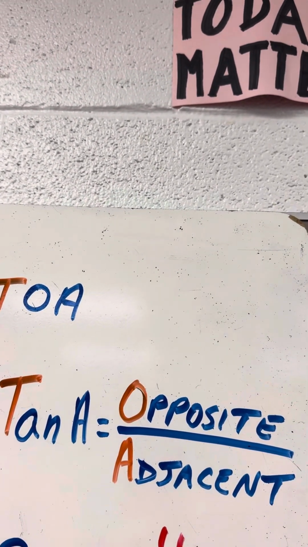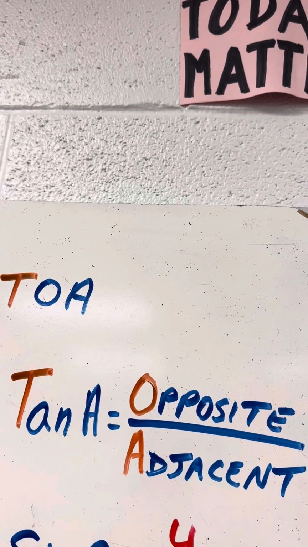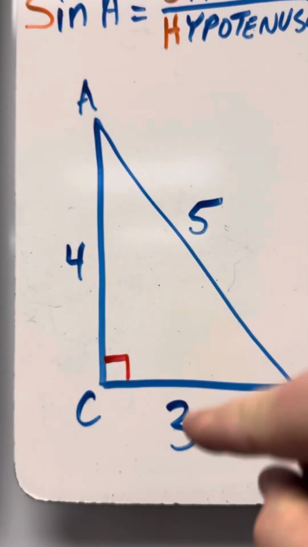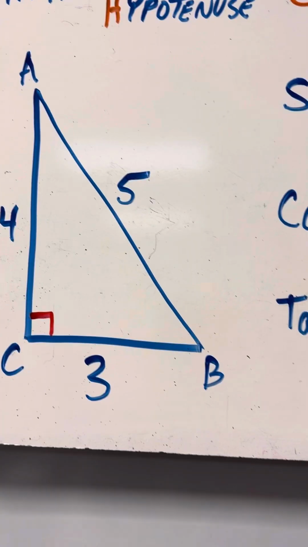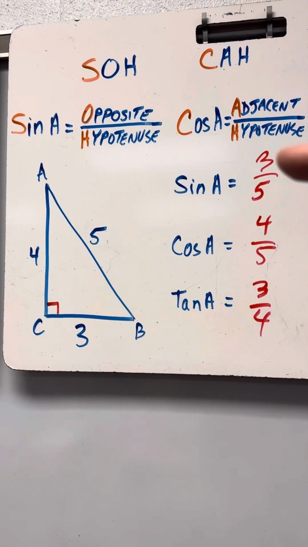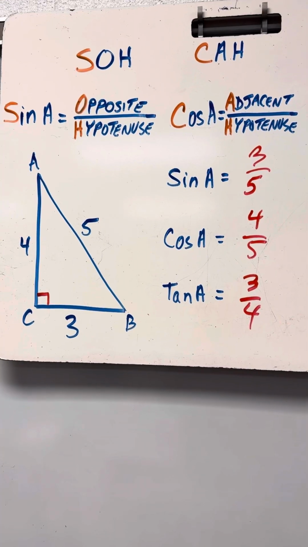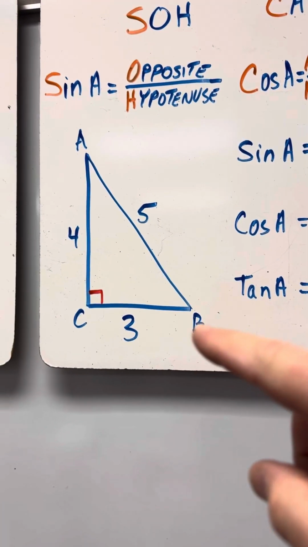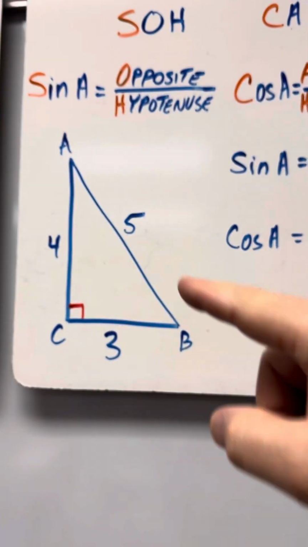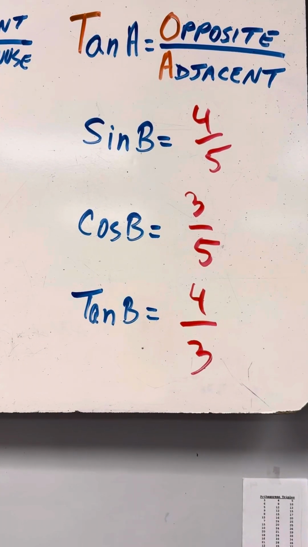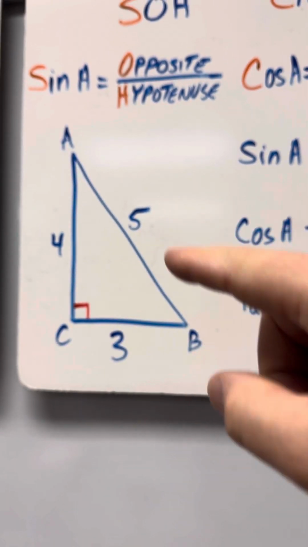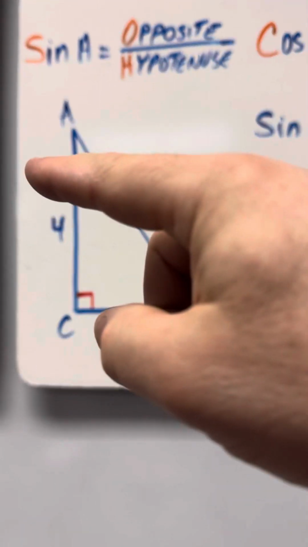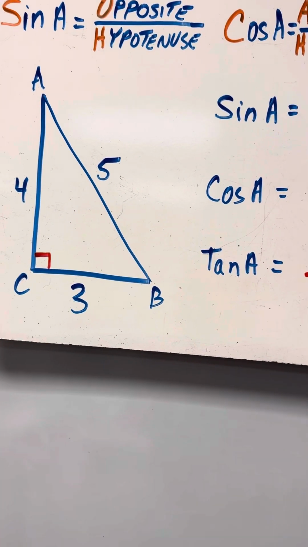Tan is opposite over adjacent. TOA, T equals O over A. Tan of A would be 3 over 4. So sine of A is 3 over 5. Cosine of A is 4 over 5. Tan of A is 3 over 4. So what's sine of B? Sine of B is 4 over 5, opposite over hypotenuse. Cosine of B is adjacent over hypotenuse, 3 over 5. Tan of B is 4 over 3, opposite over adjacent.